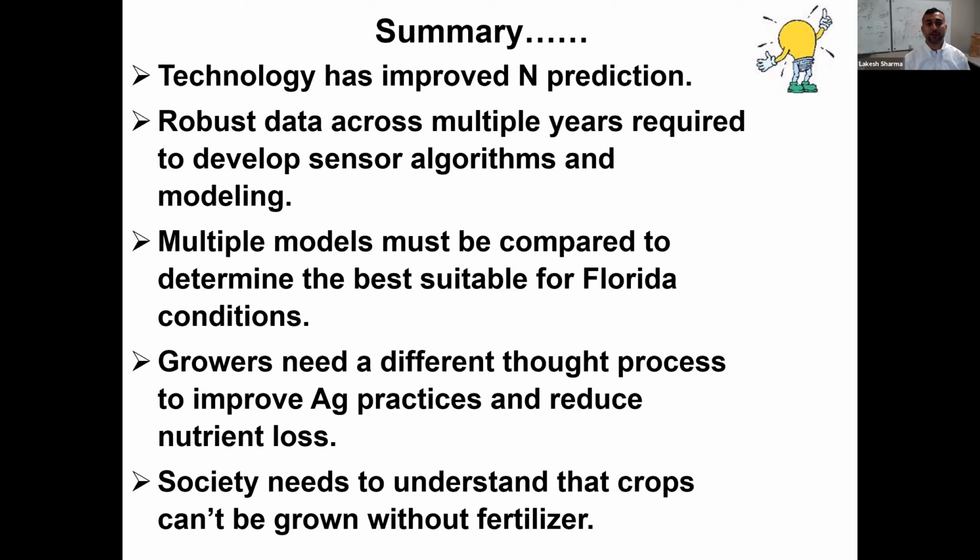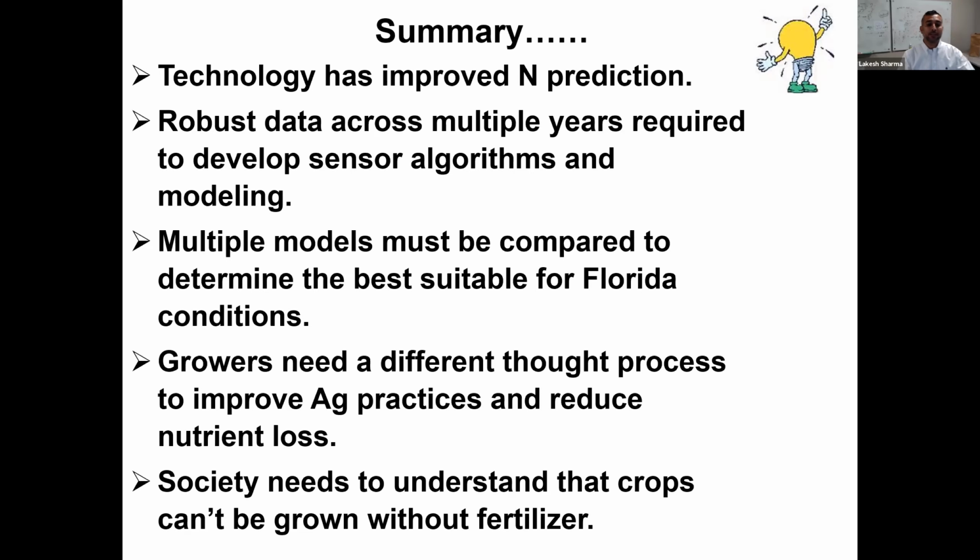Multiple models must be compared to determine the best suitable for Florida conditions, just like Dr. Dukes and Dr. Wendy Graham's team has done. They compared 2-3 models that are more promising to use in Florida conditions. Growers need a different thought process to improve agriculture practices and reduce nutrient loss. My old professor once said that progressive farmers versus an average farmer have a very different mindset to improve their agriculture practices.